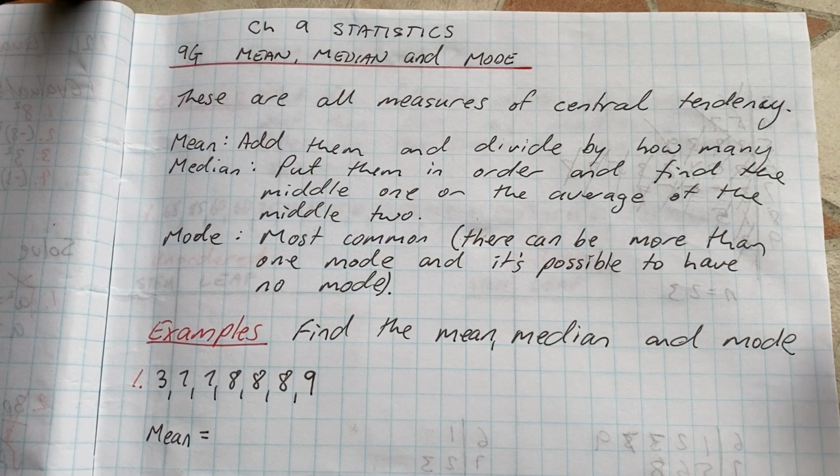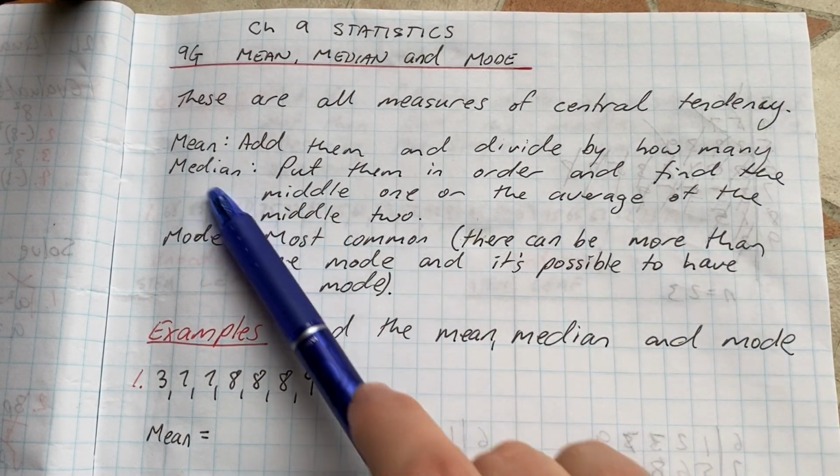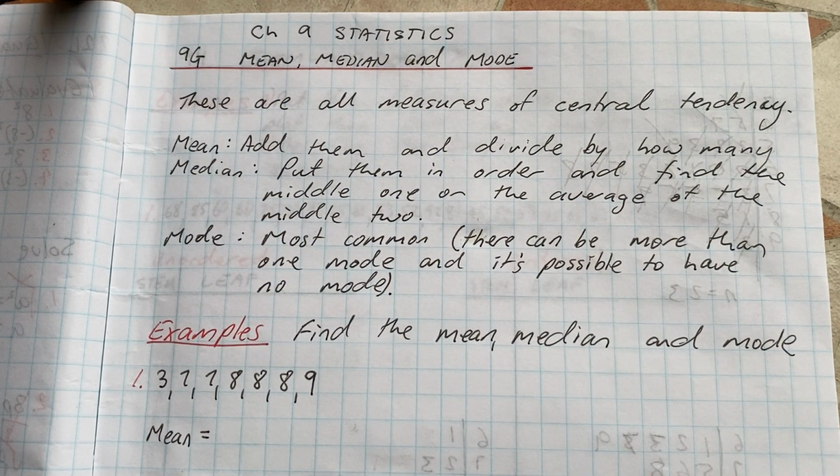Hi everyone, we're starting some exercises from chapter 9, from 9G to the end of the chapter. This first exercise is on mean, median and mode.